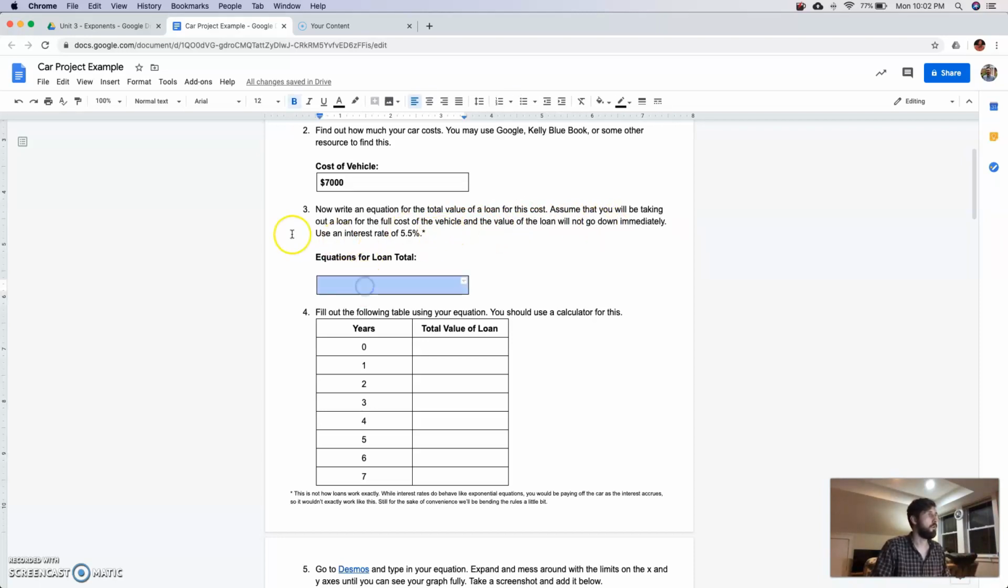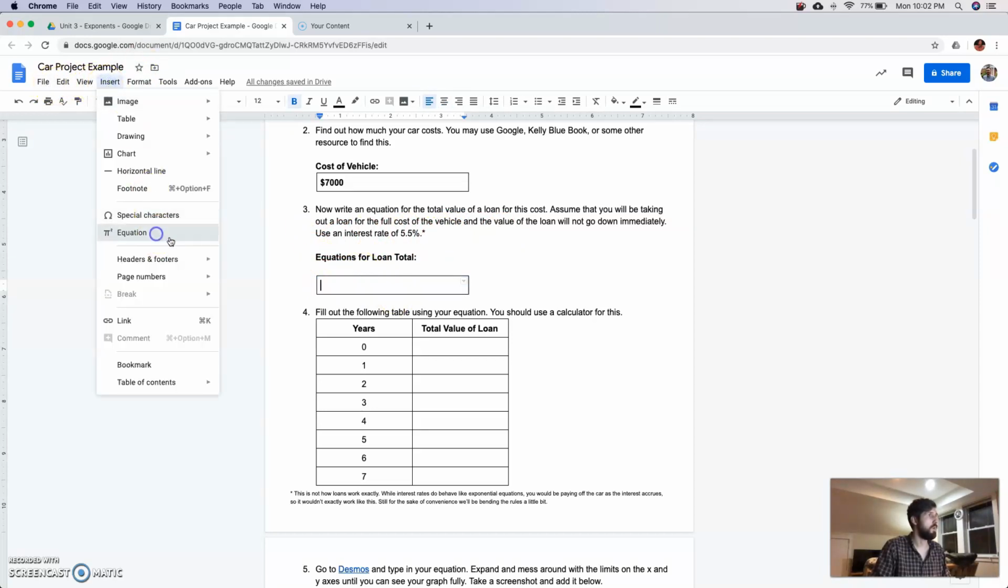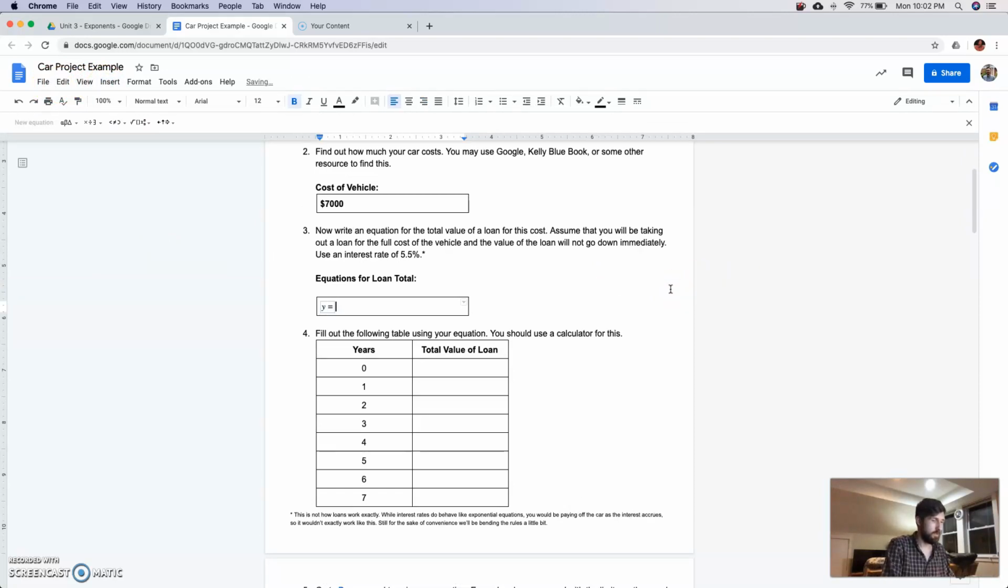So for me, my equation would be, so I'm going to go over here, I'm going to insert an equation, y equals 7,000 times 1 plus, I don't need the decimal, plus, and then that would be 0.055 because that is what 5.5% is as a decimal. And then that is to the power x. Boom. That's the equation. So your equation should look pretty similar. If you want to truncate that and then just turn that into a 1.055, that's fine.